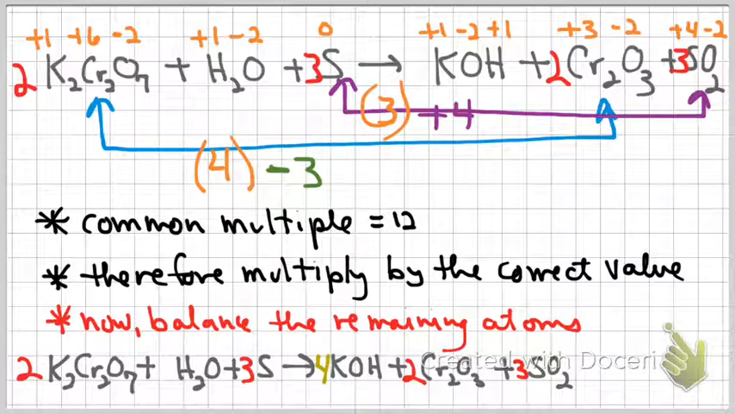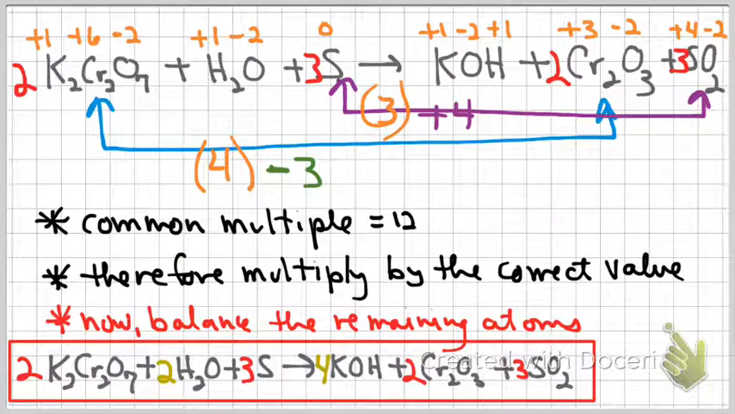But doing that changes the number of hydrogens. So I'm going to need 4 hydrogens on both sides. So I put a 2 in front of the water. Now, very likely, the only other element that I have to check on, oxygen, is already balanced because it's so ubiquitous. It's found everywhere. And that's the way it turns out.